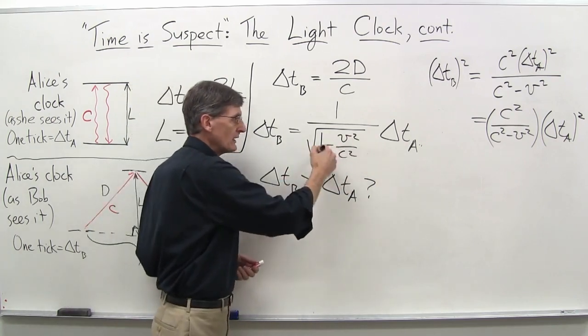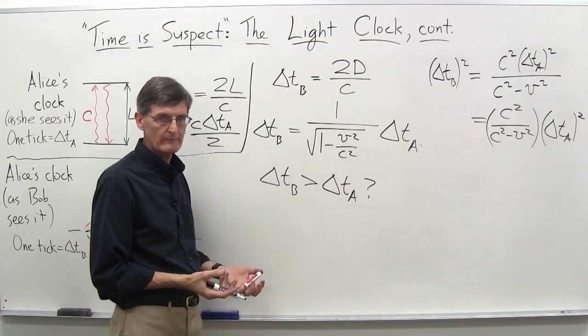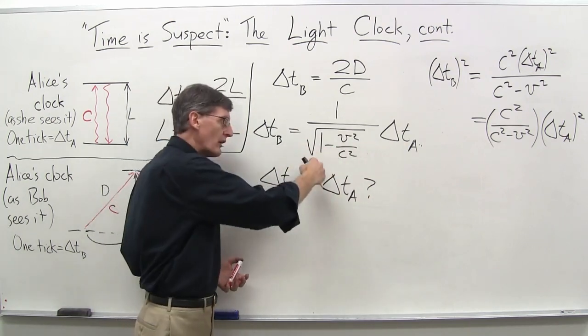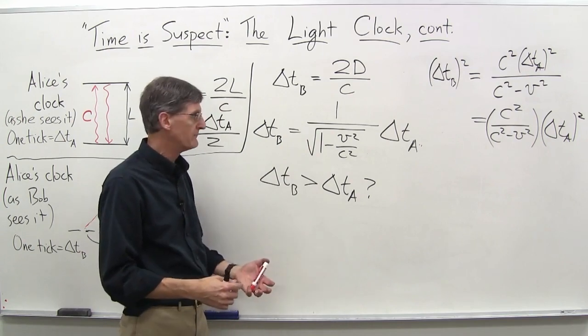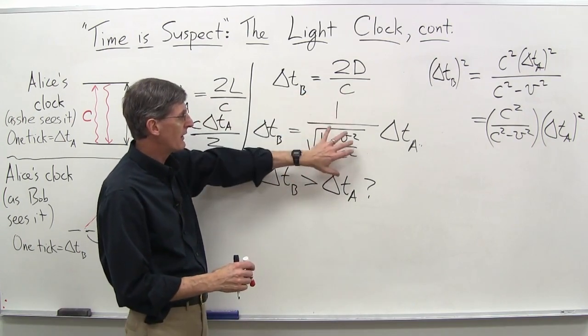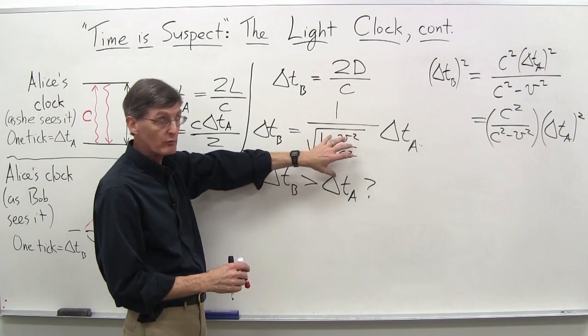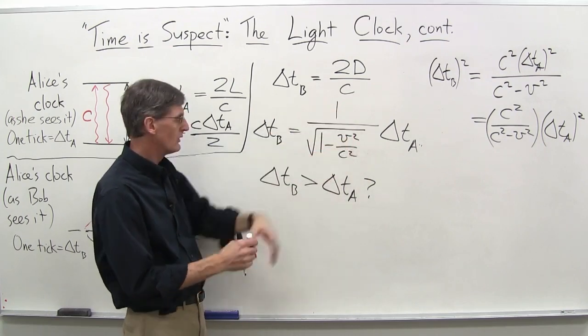That means this whole thing inside here is going to be between 0 and 1, a positive number. The square root of a number between 0 and 1 is always between 0 and 1. So I'm going to have 1 divided by a number that's between 0 and 1, in other words, a number smaller than 1. I'll give you an example.